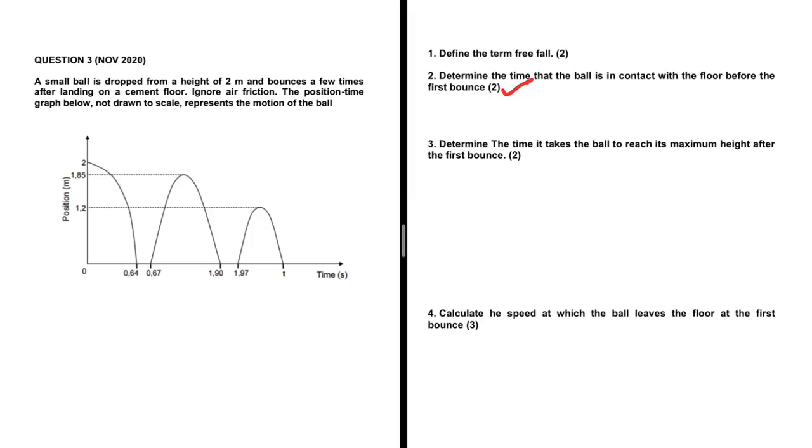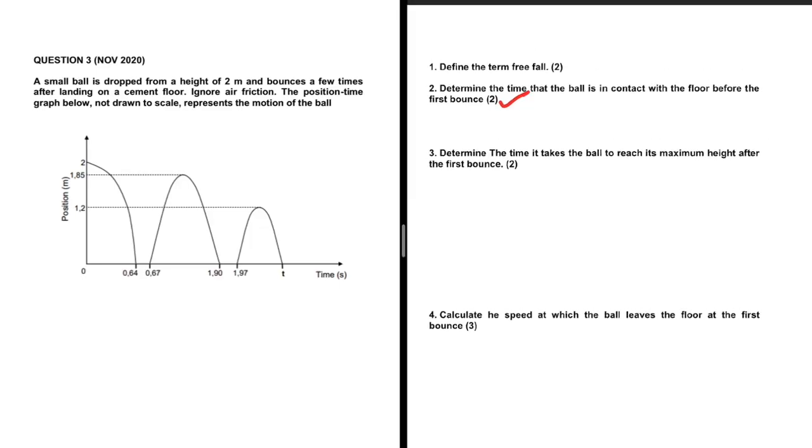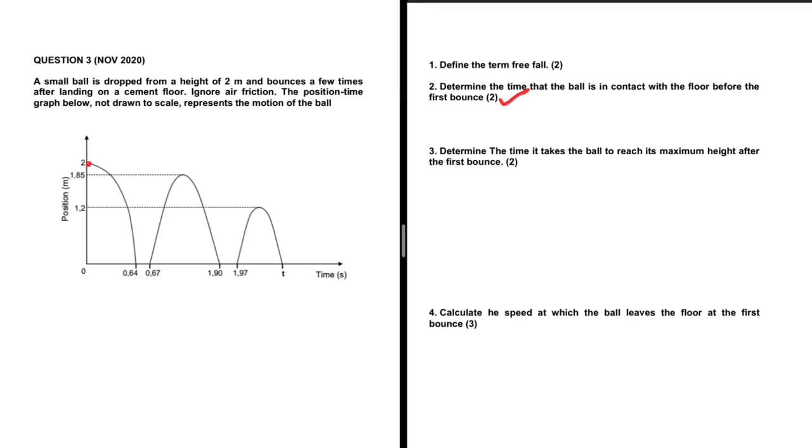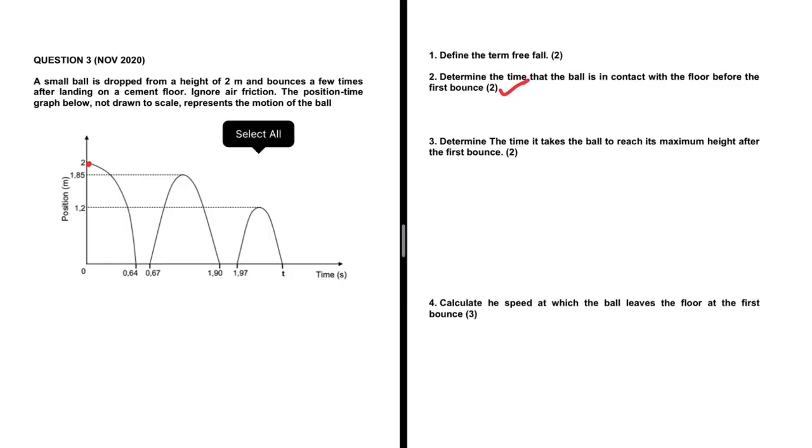Okay, we can see clearly from the position time graph that it is indeed dropped from a height of 2 meters. Okay, it is dropped, so that gives us the velocity. We now know that the initial velocity at 2 meters above the ground is 0 meters per second. Okay, let's carry on. Ignore air friction. If we're ignoring air friction, then as soon as it is dropped, it is in free fall. It is a projectile. The only force acting is gravitational force.